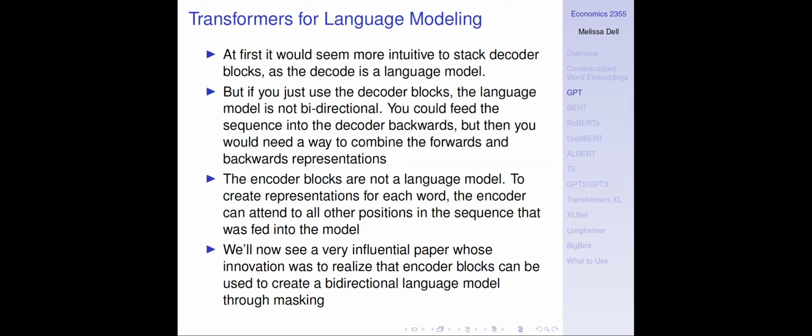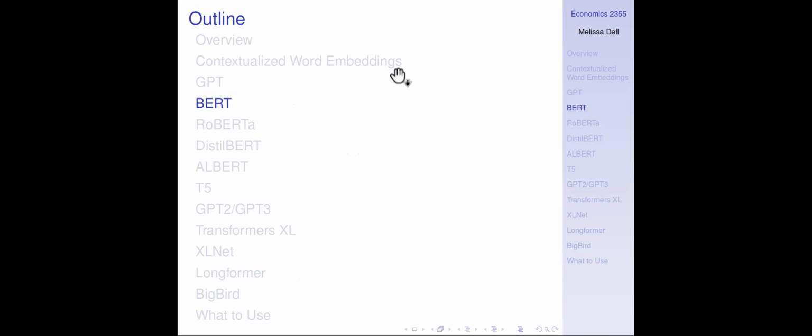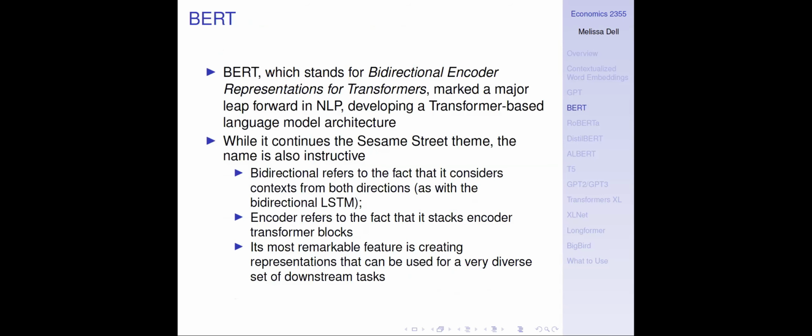We'll now see an influential paper whose innovation was to realize that encoder blocks can be used to create a bidirectional language model through masking. Okay, and so that model is Google's BERT. BERT stands for, it continues the Sesame Street theme, Bidirectional Encoder Representations from Transformers. Which is a descriptive name.